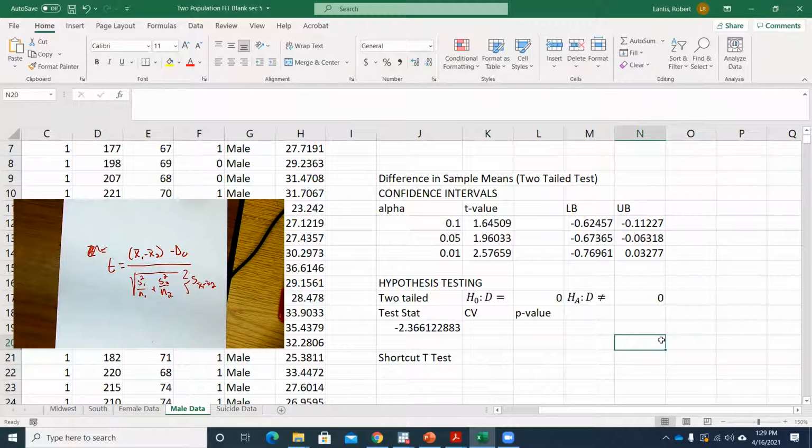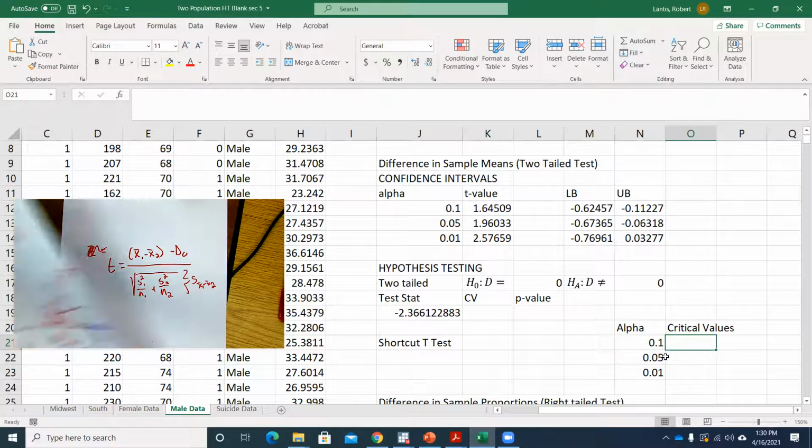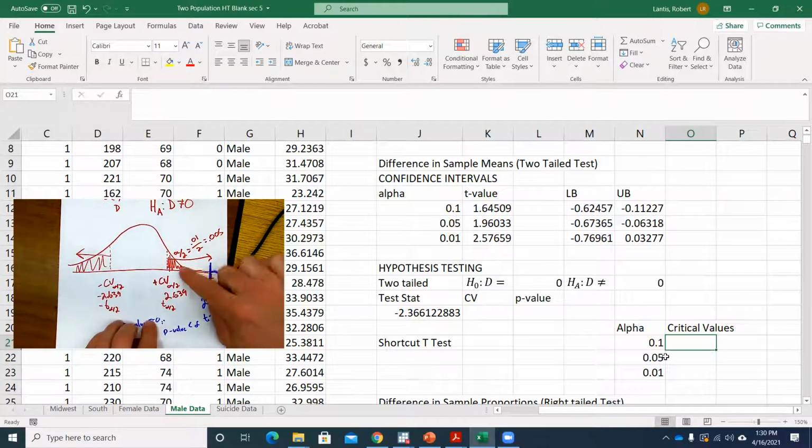Leave myself a little room. And I'm going to look at 3 different alpha values and find the corresponding critical values. So if I've got a two-tailed test, I automatically know I should have pairs of critical values. So it goes back to what we were doing before, right? I want alpha over 2 in each tail.